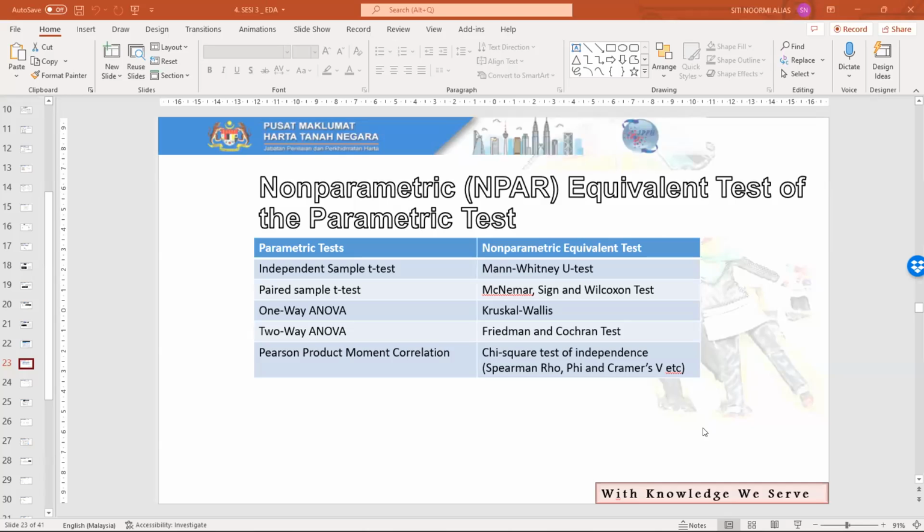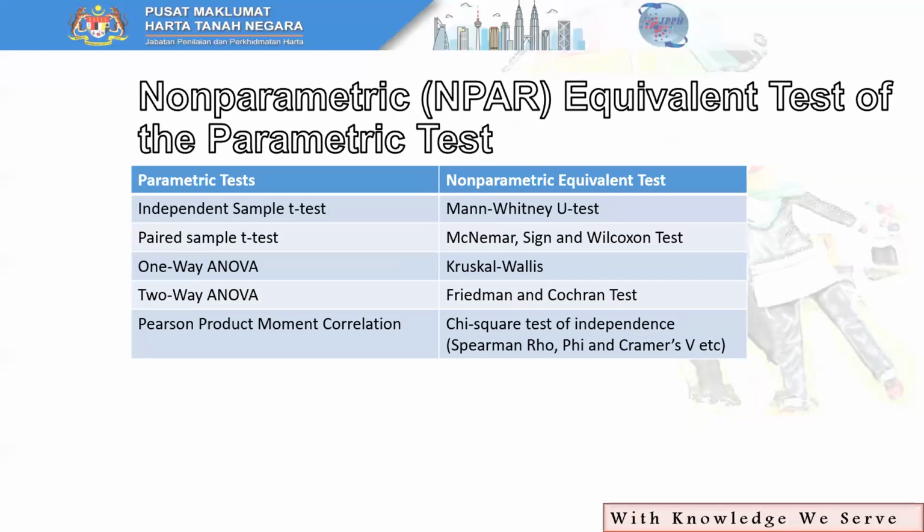This is the example, the non-parametric equivalent test of the parametric test. So for example, the t-test. T-test later on you will learn lah. Ni tak ada masuk. This is not going to be in our research method final exam. This is just for general knowledge only. It will not be included in our final exam. Okay, this is general knowledge. So jangan pening, jangan risau.